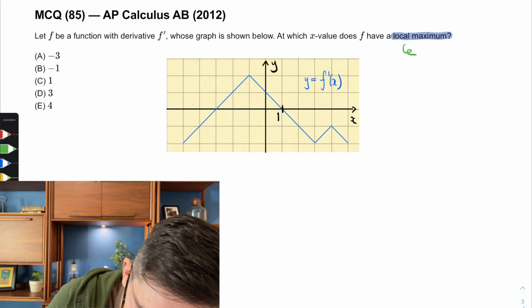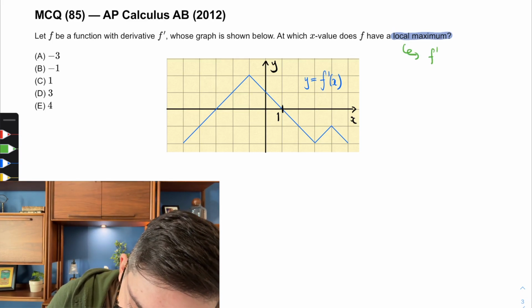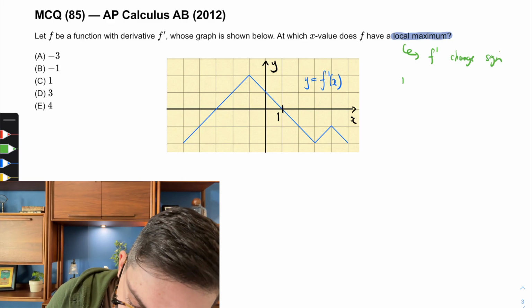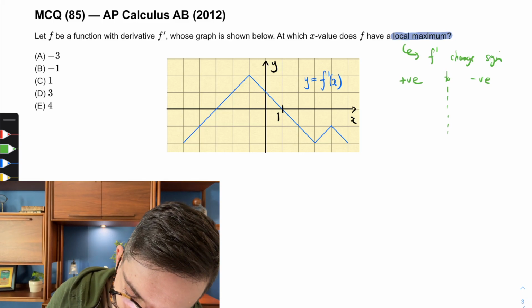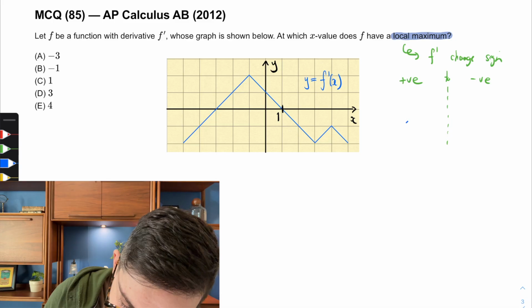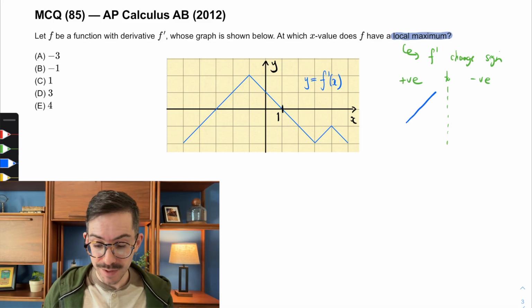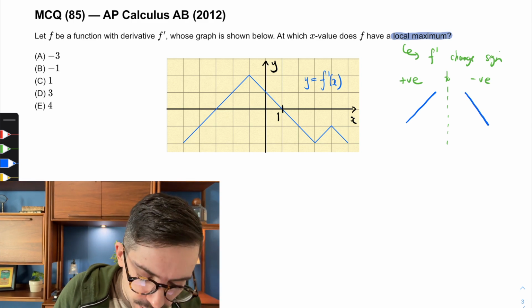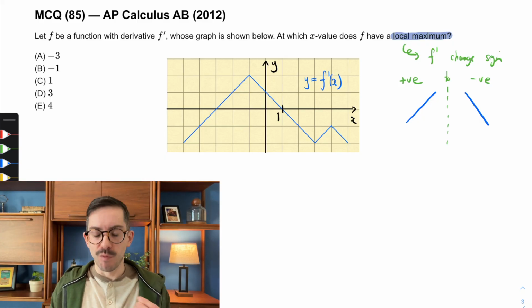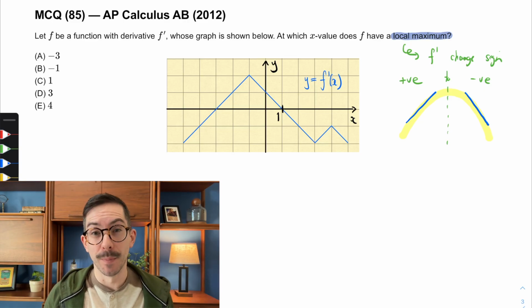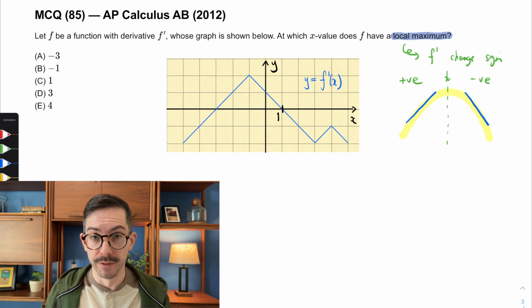So to find a local maximum, that means that we need f prime, the first derivative, to change sign from positive to negative. And if we forget this, we can remind ourselves, because if f prime is positive, that means that the tangents are sloping upwards. And if we're changing from positive slope tangents to negative slope tangents, that is steering my graph of y equals f. And you can see how if the tangents steer from positive slope to negative slope, I'm going to get that local maximum that we're looking for.